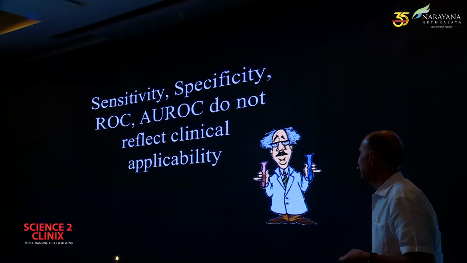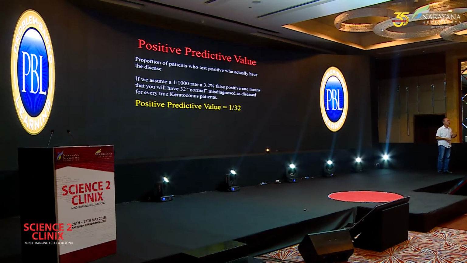So sensitivity, specificity, ROC, AUROC do not reflect clinical applicability. What we really should be using is a term that the rest of medicine uses, but for some reason we don't in ophthalmology, and that's positive predictive value. And that's the proportion of patients who test positive who actually have disease. And if we use that, again, 3.2% false positive rate and 1 in 1,000 incidence, the positive predictive value for that is only 1 over 32, which is actually a very poor performing parameter.